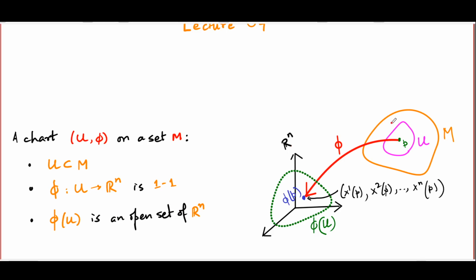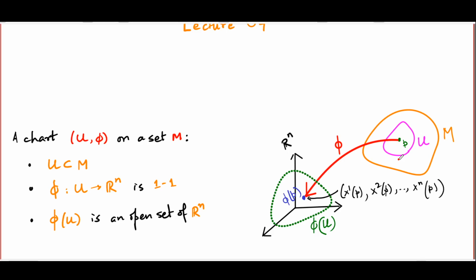So what phi does is that for each point in U, it associates a set of n real numbers, the numbers being the components of phi of P, and conversely, given a set of n real numbers inside phi of U, phi inverse associates a unique point which is in U.